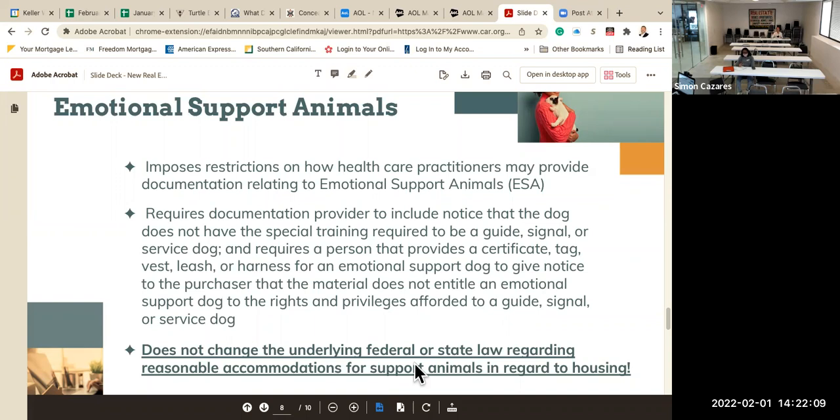to be a guide, a signal, or a service dog, and requires a person that provides a certificate, tagged vest, leash, or harness for an emotional support dog to give notice to the purchaser that the material does not entitle an emotional support dog to have the rights and privileges afforded to a guide, a signal, or a service dog. Now, everyone knows the difference between guide, signal, and service, right?